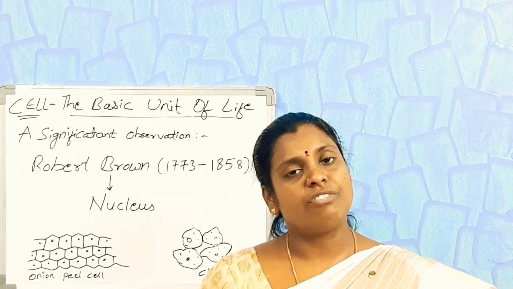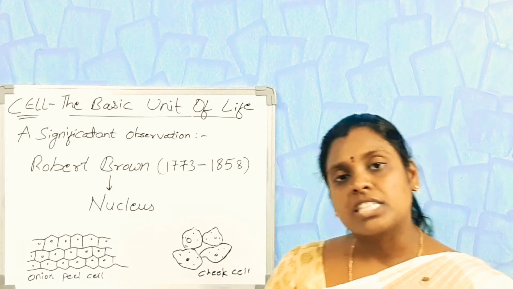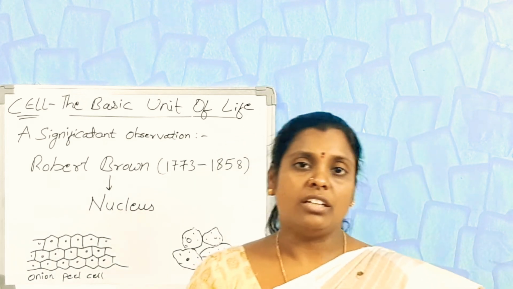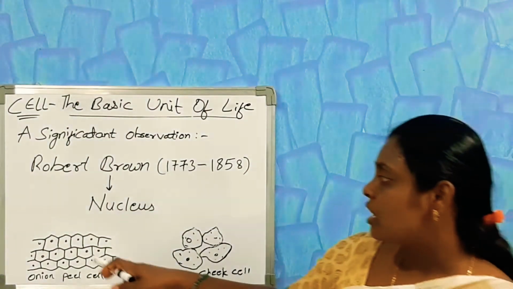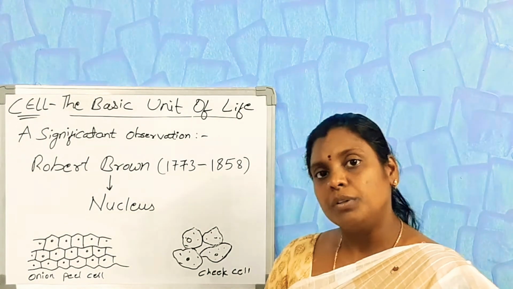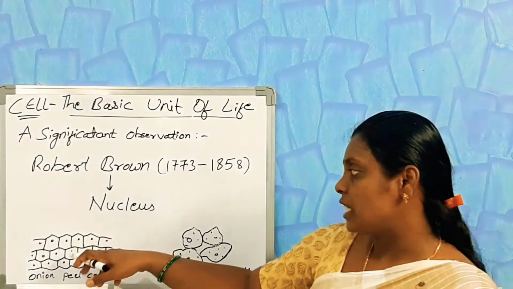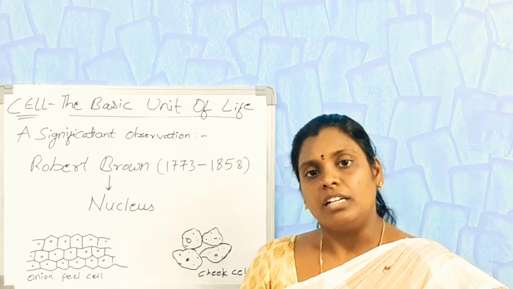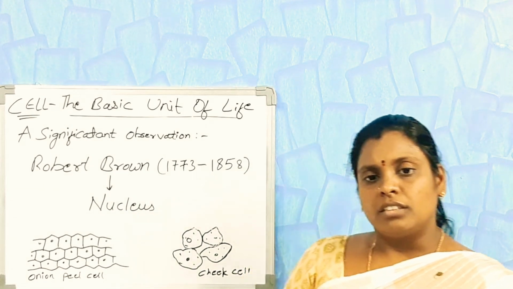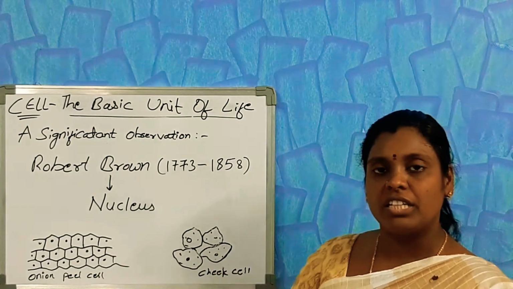In every organism, depending upon the organism, the size of the cell may vary. Each cell is covered with the outer cell membrane, whereas in the plant cell, the outer layer is the cell wall. The cell is filled with the cytoplasm.